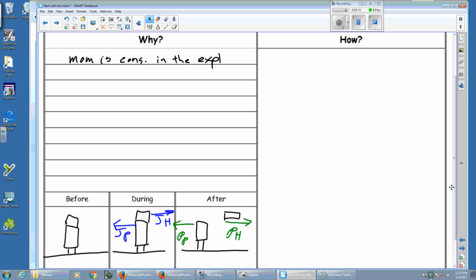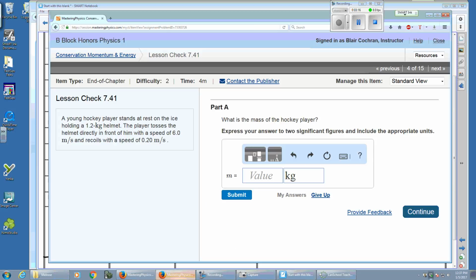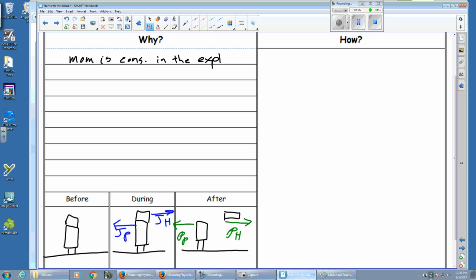Alright, so let's see, what do they want to know? They want to know what is the mass of the hockey player? Okay. So we know that the momentum before has to equal the momentum after. Right? What's the momentum before? 0. Then the momentum after is made up of the momentum, these are vectors by the way, of the player and the momentum of the helmet. But what do we know about those two? They're in opposite directions. We need to make one negative, right?